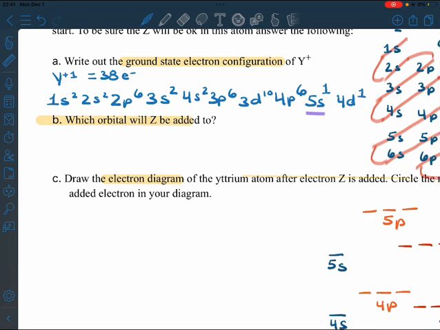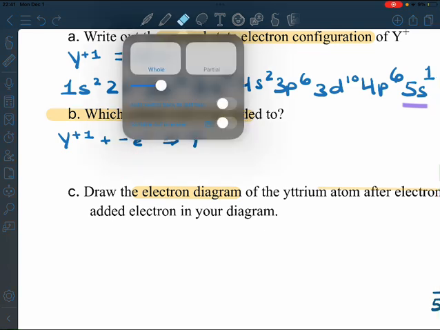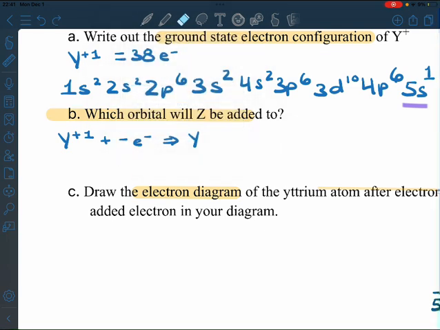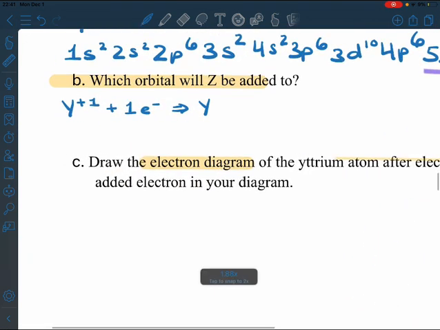So which orbital will Z be added to? So if that Z electron is added, Y plus 1 plus that Z electron is just going to become yttrium, neutral yttrium. I'm just going to take off Z. But it is understood that 1 electron is getting added to it. It will become yttrium, which has 39 electrons.